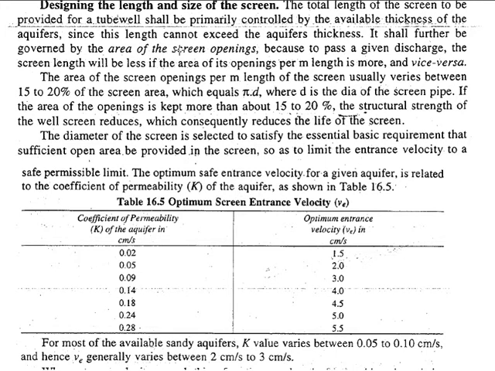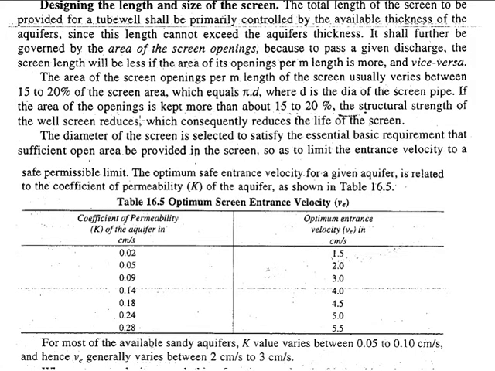So this area should not be so small that the discharge we want through these openings is too little, and it also should not be too large, so that we get an excess discharge which permits the entry of fine particles. The area of the screen opening per meter length of the screen varies between 15 to 20% of the screen area.